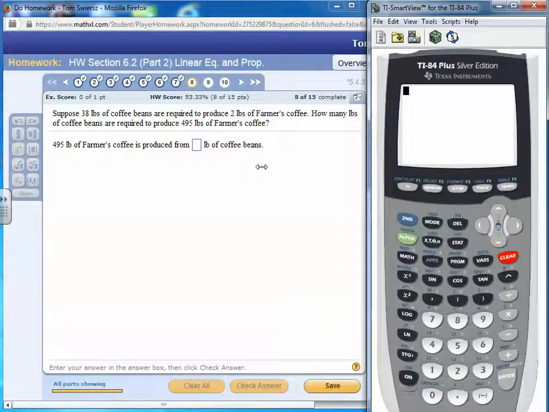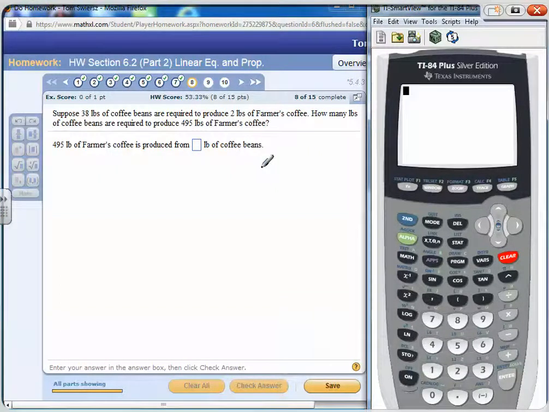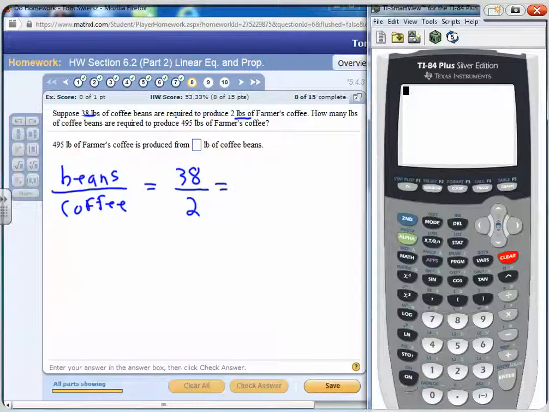"38 pounds of coffee beans are required to produce 2 pounds of farmer's coffee. How many pounds of coffee beans are required to produce 495 pounds of farmer's coffee?" Okay, again, we can solve this with a proportion. We put the amount of beans in the numerator and the amount of coffee in the denominator, or you could switch it as long as you're consistent. Everything's in pounds, so 38 pounds of coffee beans produces 2 pounds of coffee. How many pounds of coffee beans?